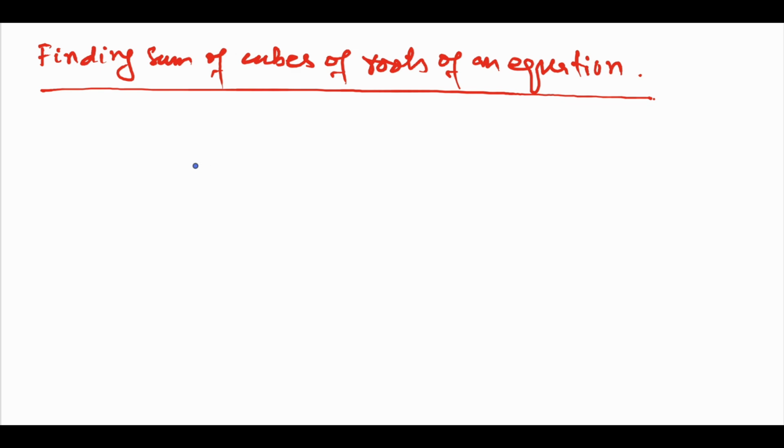The general formula is sigma alpha cube. Means how many roots will be there? There is the sum of all cube roots. So sigma alpha cube will always be equal to this. I'm writing the general formula.